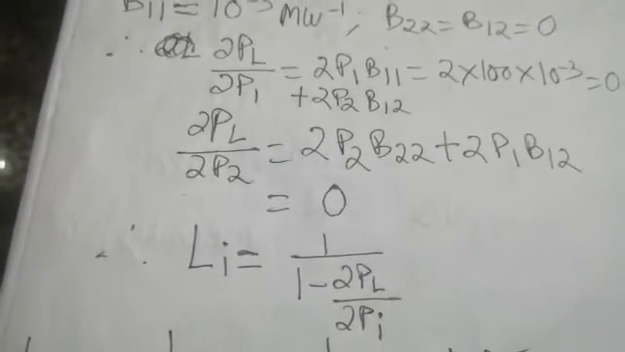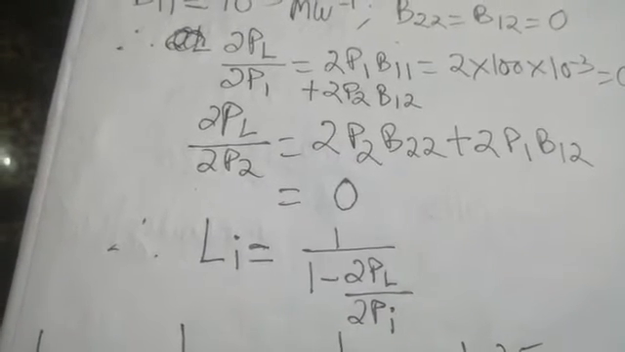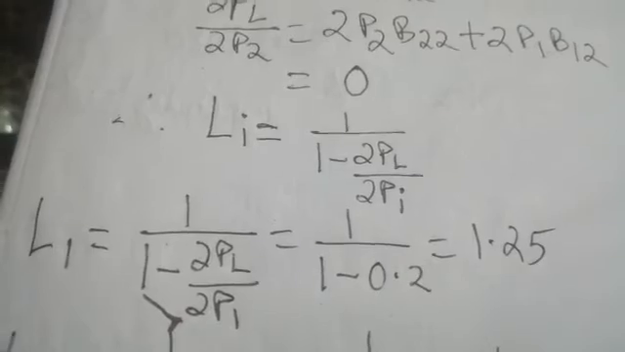It is the generalized formula. If i is your plant, then the penalty factor for the ith plant is Li equals 1 by 1 minus del PL by del Pi. So if we want to find out the penalty factor of plant number 1, what should happen to i? Now i has to be taken as equal to 1, so Li becomes L1. Therefore L1 equals 1 by 1 minus del PL by del P1, because i has to be taken as 1. So substituting the values, we get L1 equals 1.25.